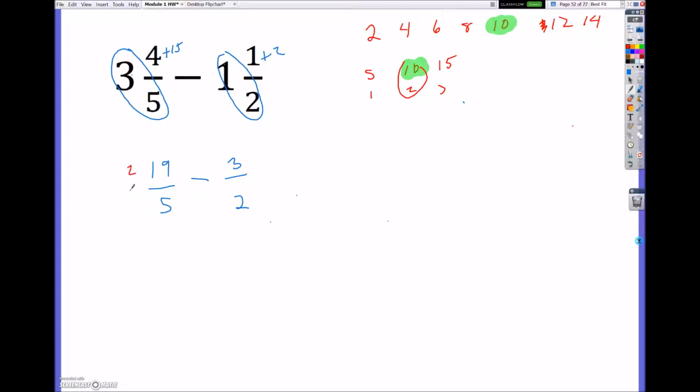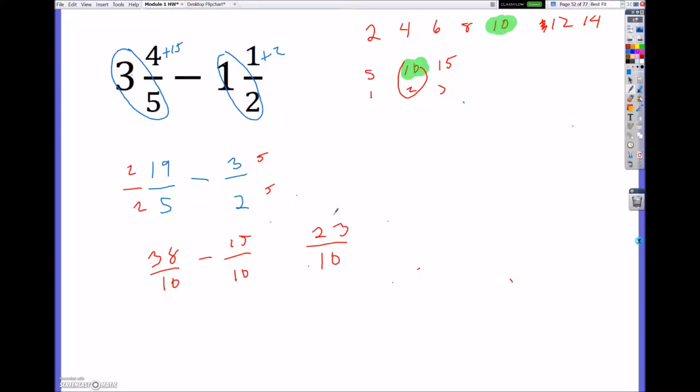So I'm going to multiply the numerator and the denominator here by 2 to get 38 over 10. Minus, I'm going to multiply everything here by 5 to get 15 over 10. Now when you subtract, the denominators stay the same, the number on the bottom, and you're only subtracting the numbers on top. So 38 minus 15 is 23 over 10.